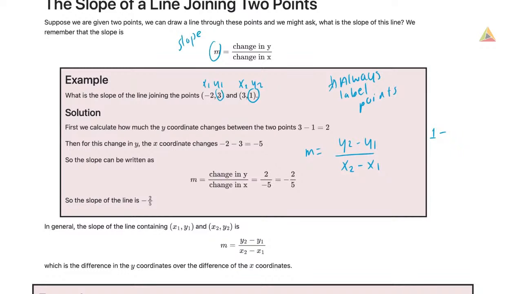So it's 1 minus 3 over x2 is 3. So it's going to be 3 take away x1. Now be careful here, that's minus 2. So when you have two minuses, it's going to become a plus. 1 minus 3 is minus 2. And 3 minus minus 2 becomes 3 plus 2. Then you get minus 2 over 5. And that's your slope.